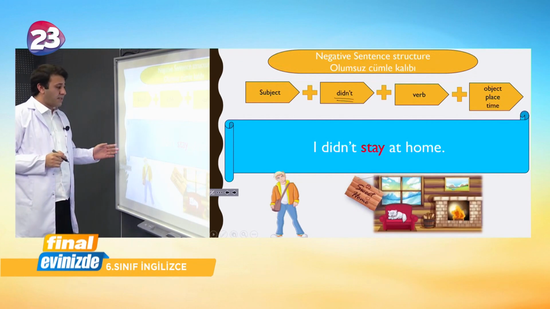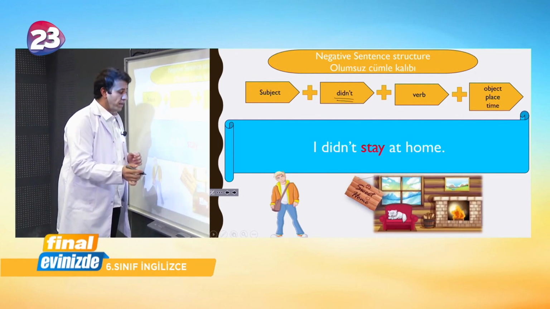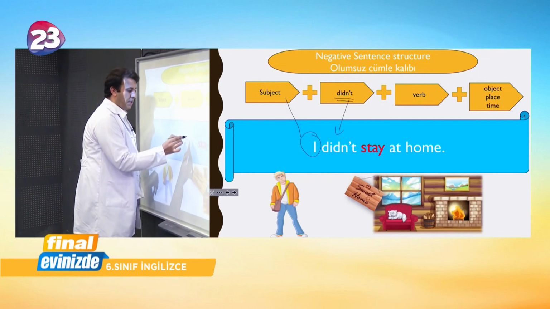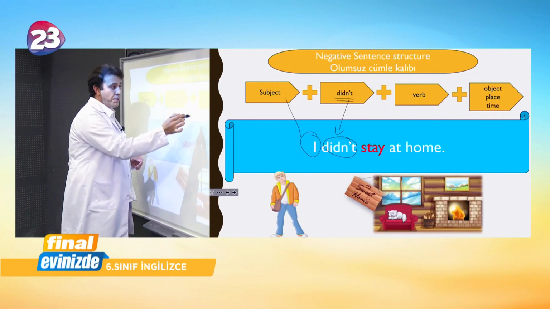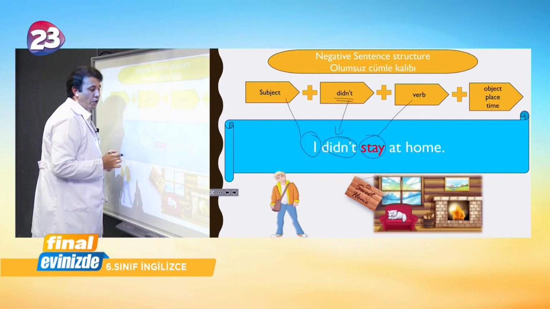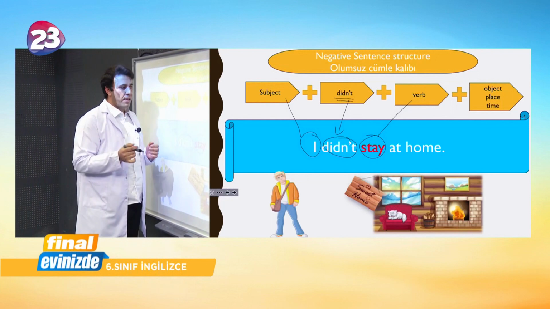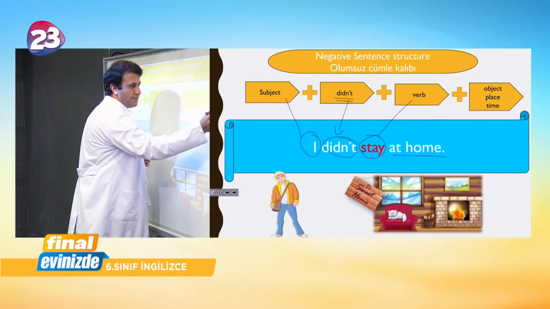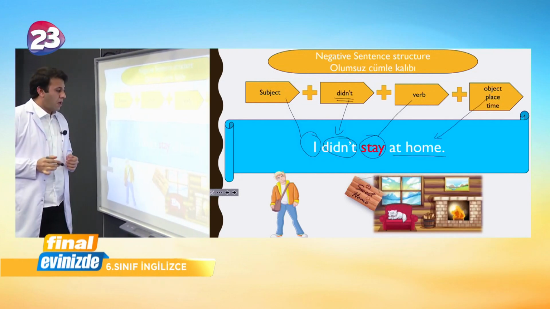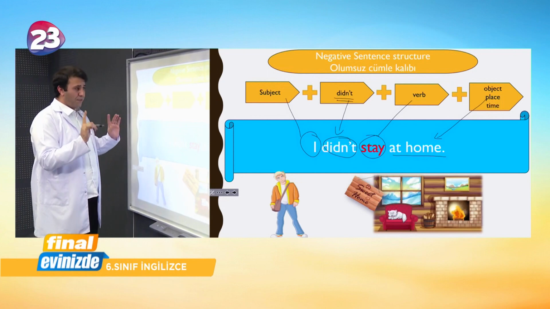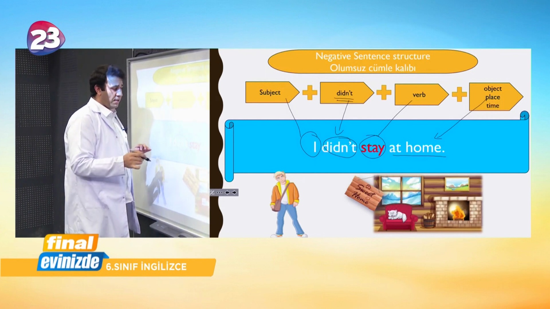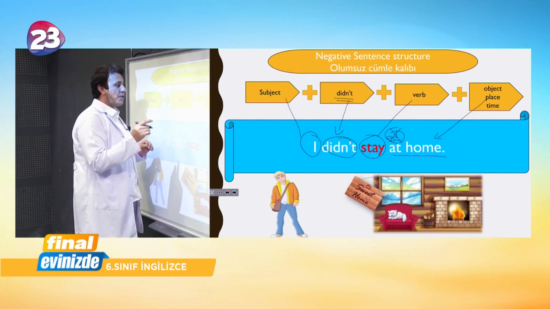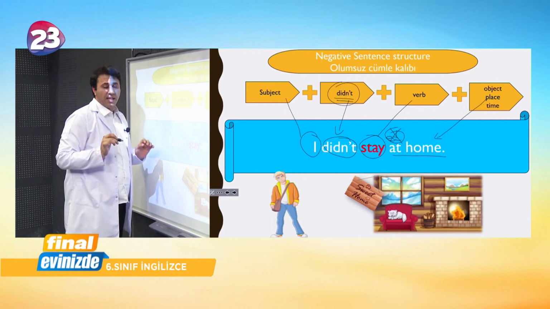Now, he says, I didn't stay at home. Look, first we've got subject, then we put didn't, and we put verb. What kind of verb? Base form, okay? And then we've got place, as you see. All right, let's go ahead. And before that, I want to emphasize again, we didn't add ed. We cannot add ed because this is negative sentence.